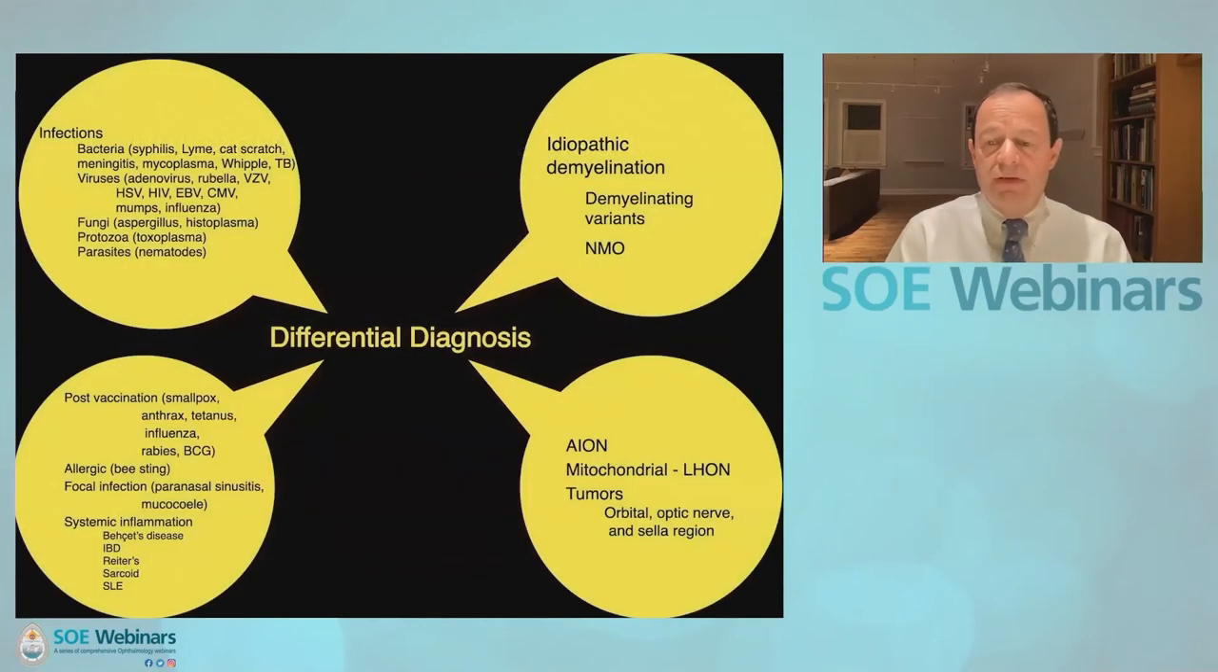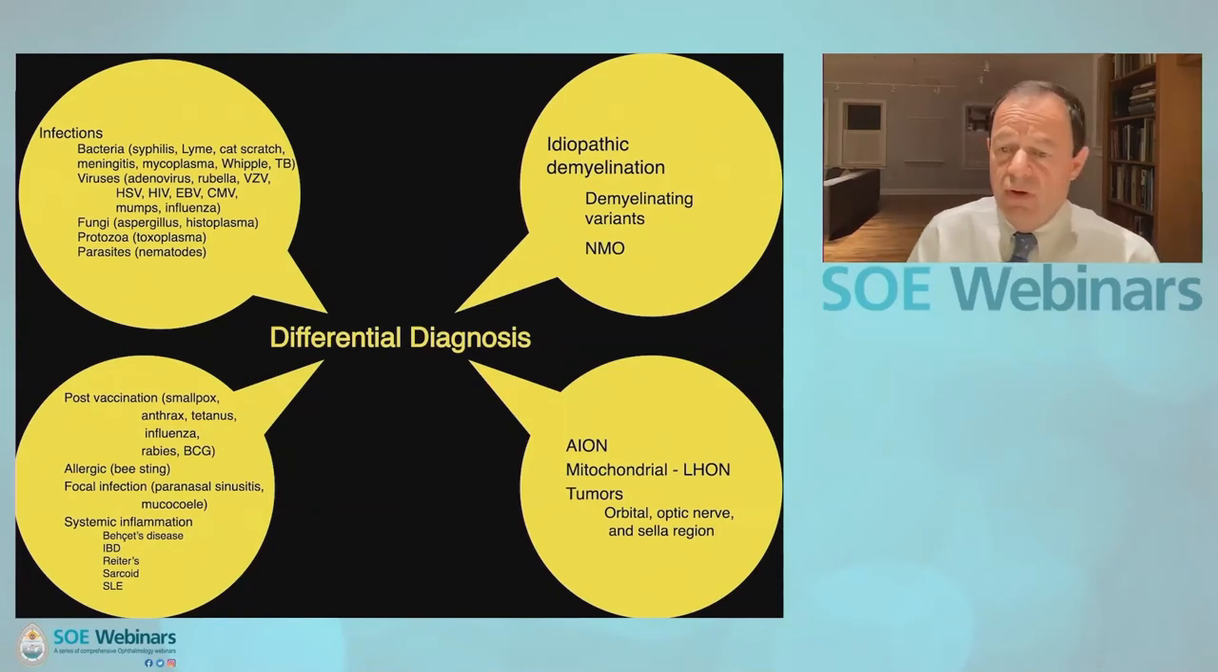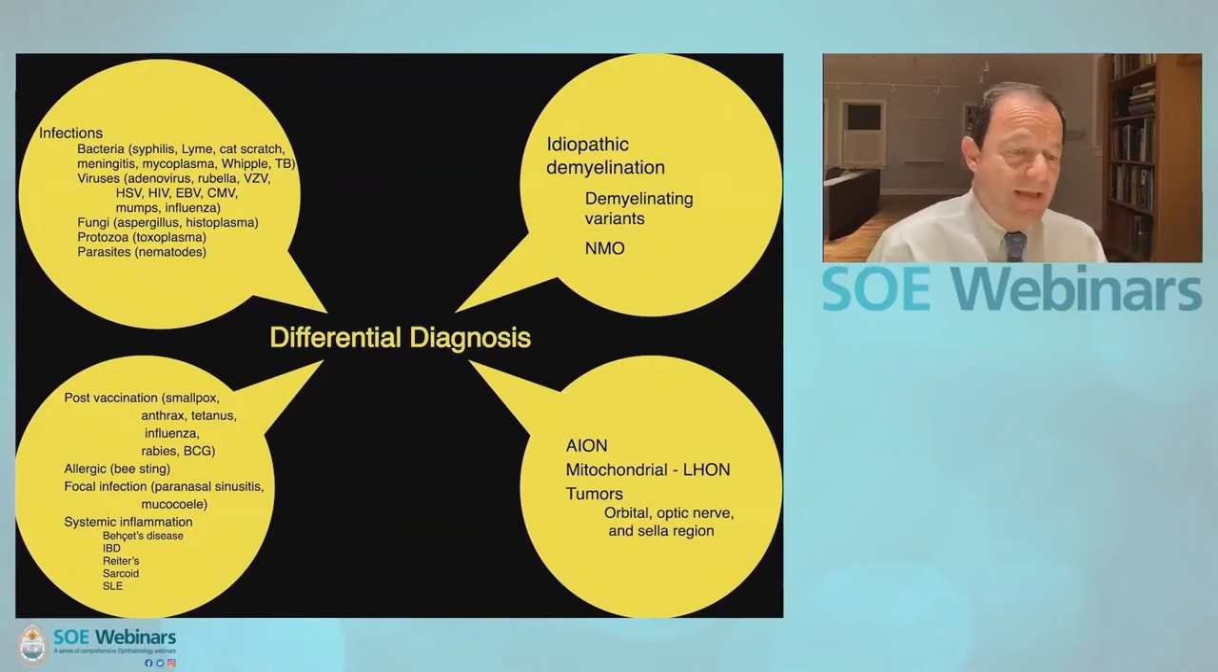The differential diagnosis for optic neuritis or optic neuropathies is large. This is pretty much the most important slide that I'm going to show: when there is loss of vision due to optic nerve lesions, one has to keep this differential diagnosis in mind. And I tend to think of it in terms of four different categories.